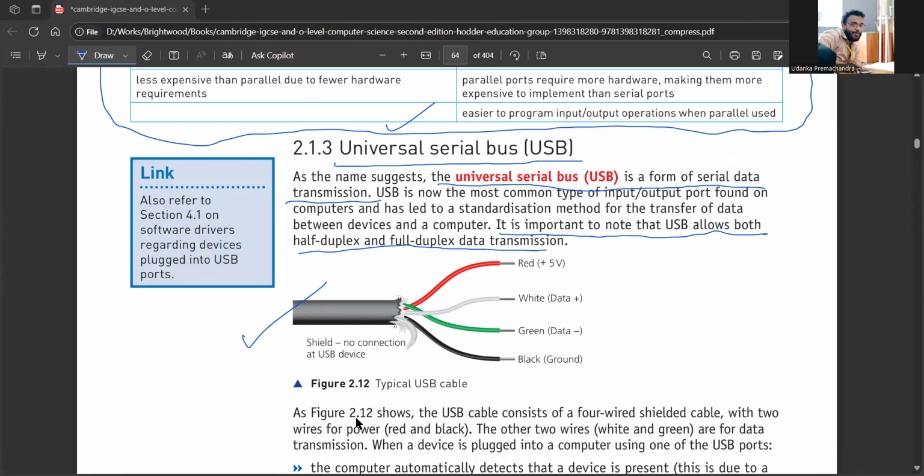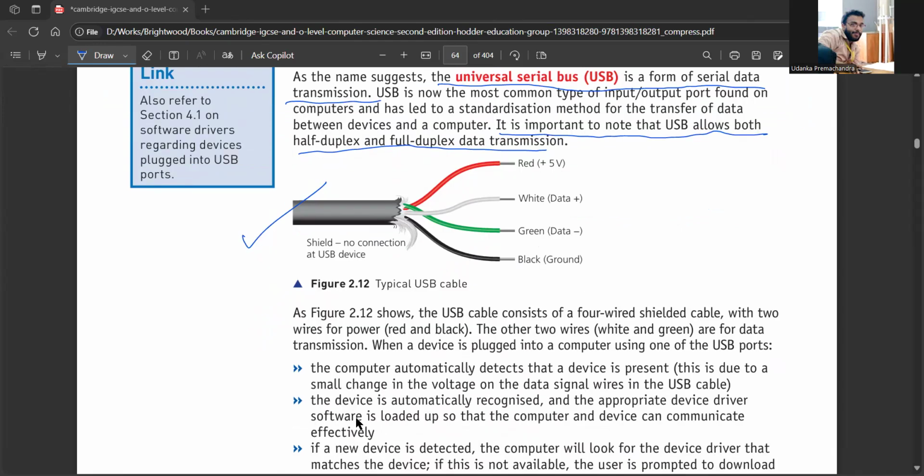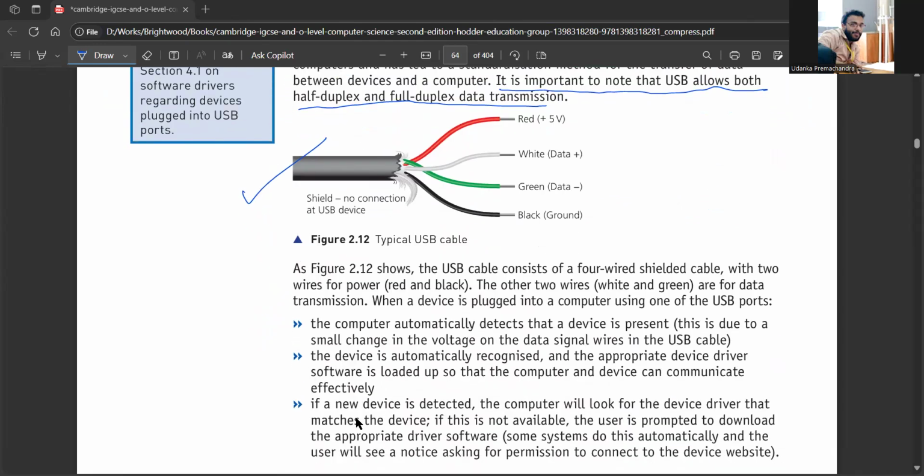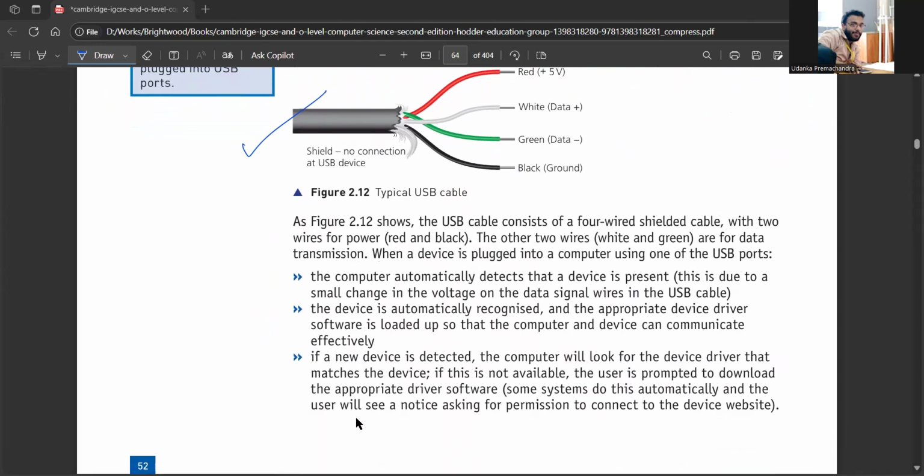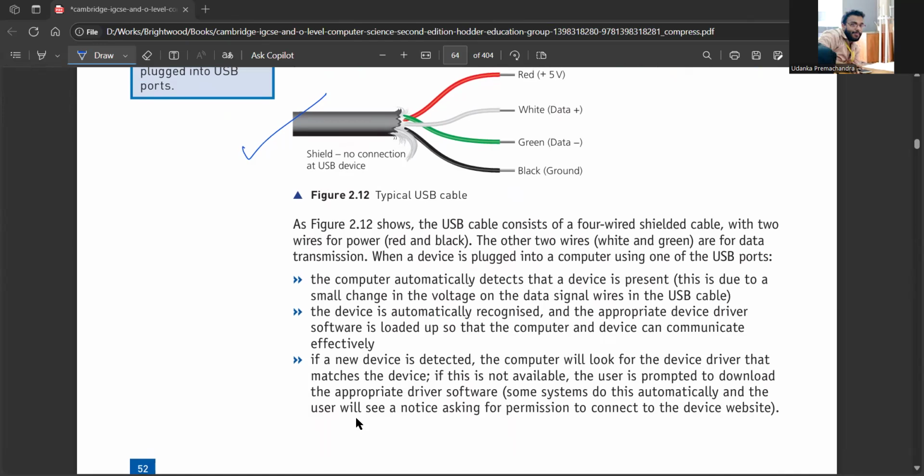Like that one, you can see the USB figure. In figure 2.12, the USB cable consists of four wires: a cable with two power wires, red and black, and the other two wires, white and green. There are four wires.